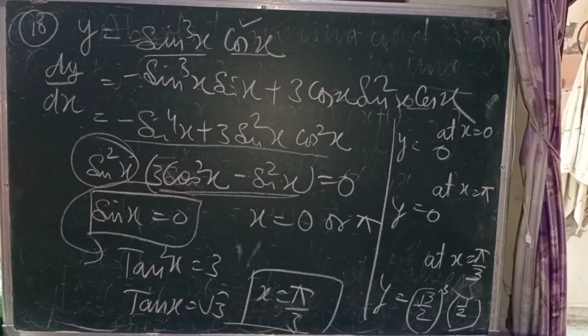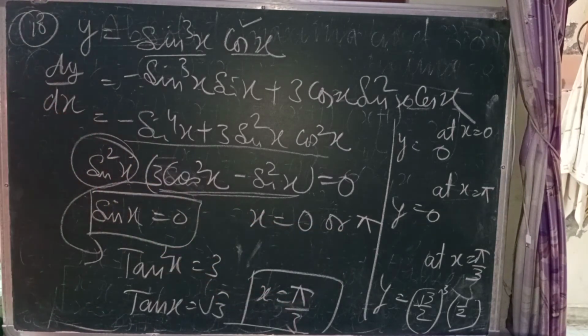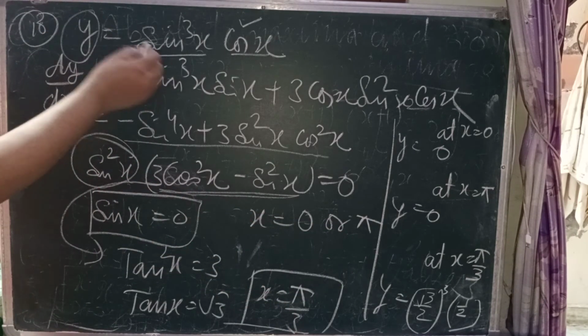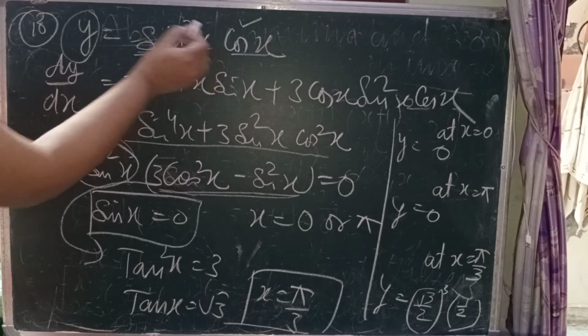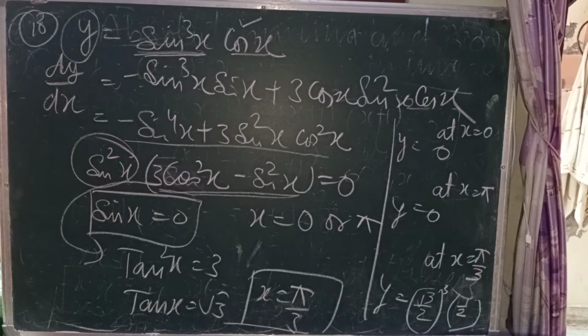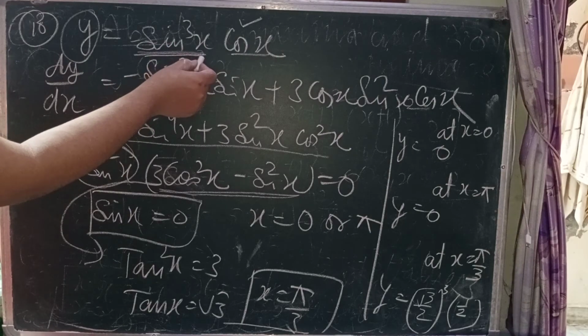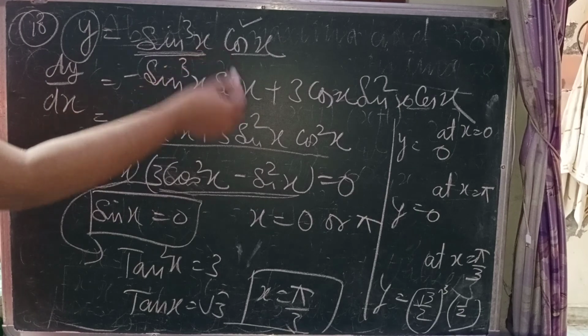Then on all these 3 points 0, pi and pi upon 3 we will get the value of the function. If I keep x equal to 0, that means sine 0 degree which is 0, so the full term will be 0. When I keep pi, sine 180 degree is also 0, so this full term will be 0. Then when I keep pi upon 3, pi upon 3 means 60 degree. So sine square 60, that means under root 3 upon 2 whole cube, and cos 60 degree, that means 1 upon 2.